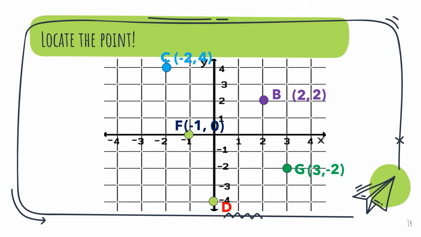And how about point D? Point D is at the y-axis. So it follows (0, y). Its position is at (0, -4) since it is 4 units downward. So D is at (0, -4).